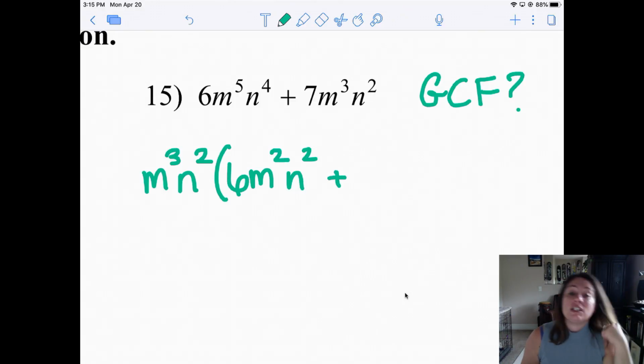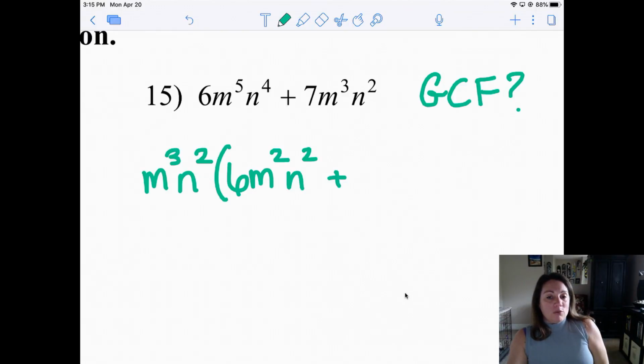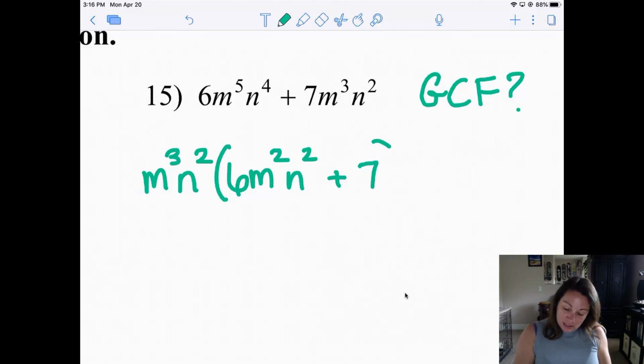Okay, moving on to the next term. What would I have to multiply my GCF m cubed n squared by in order to get back to my original? Definitely I have to multiply by 7. And then I have an m cubed and there's already m cubed there. I have n squared, there's already n squared there. So it looks like that's it.